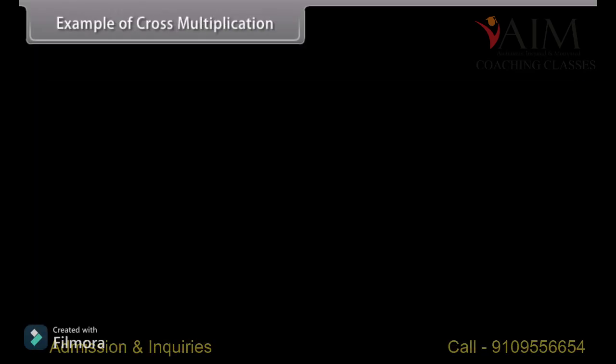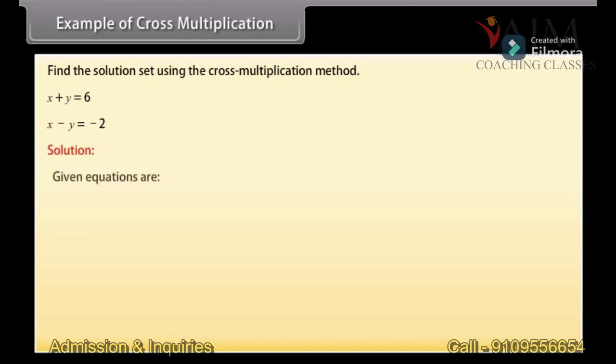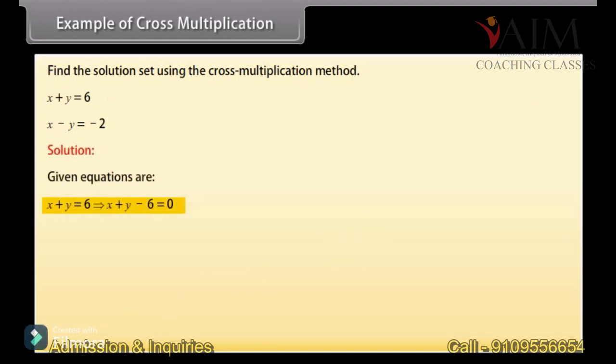Example of cross multiplication. Find the solution set using the cross multiplication method. x + y = 6, x - y = -2. Solution. Given equations are x + y = 6, so x + y - 6 = 0.